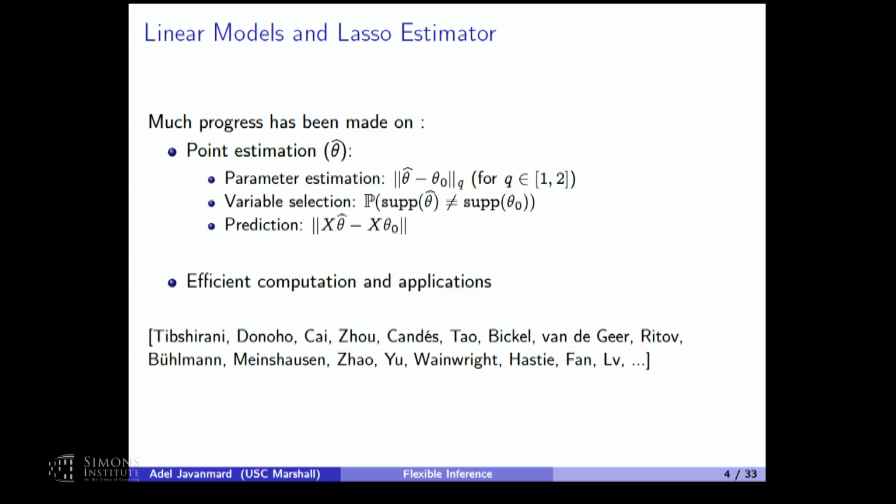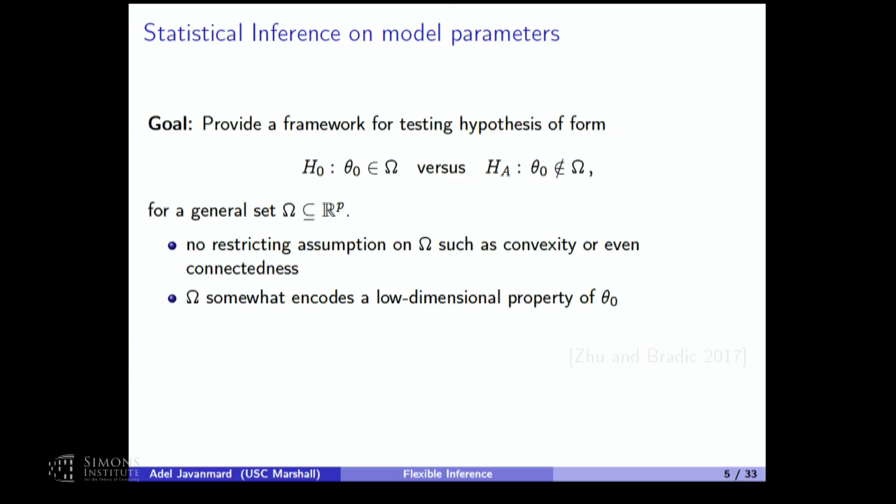Now, there's a great literature on Lasso in the past 2 or 3 decades, especially in terms of point estimation. You have different types of guarantee under different assumptions in terms of parameter estimation, variable selection, prediction, and also there are various fast implementations of the Lasso, and it has been widely used in different domains of application, thanks to these great researchers and many others that are still contributing. So in this talk, I want to go beyond the point estimation, and I want to talk about the statistical inference on the model parameters.